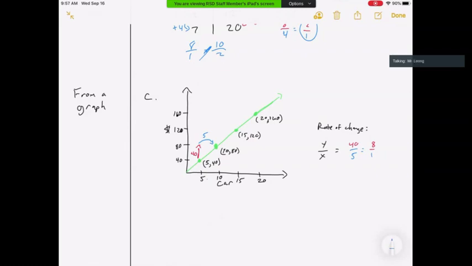Look at the next one. Check it out. If I go up 40 and I go over 5, that's still 40 over 5.